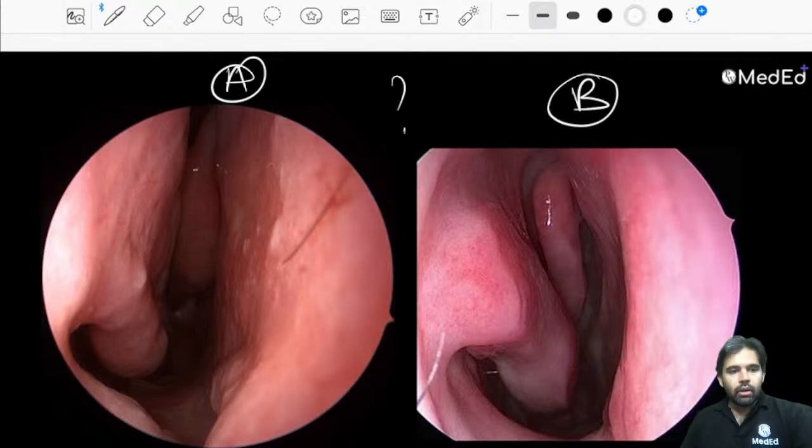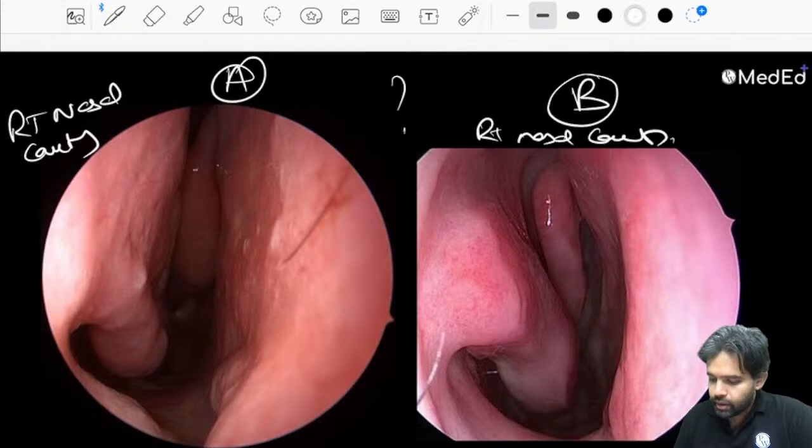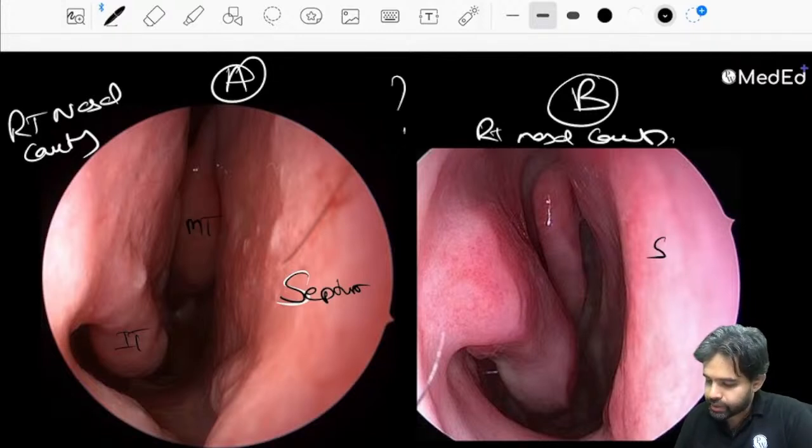Yeah, A is right. So this is the right nasal cavity. This is also the right nasal cavity. How do you know? Okay, so you have to see which is the flatter surface, guys. So this is the septum. Okay, septum. This is the inferior turbinate. This is the middle turbinate. Okay, this is also the septum. This is the inferior turbinate. This is the middle turbinate.